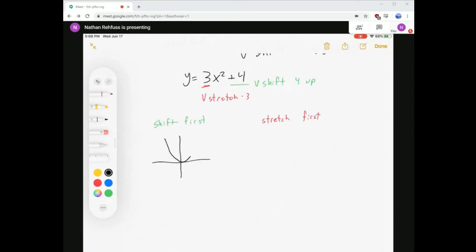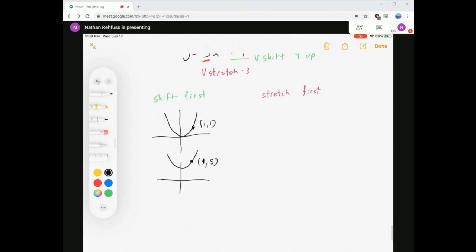So here's y equals x squared, and it's got the point 1, 1. I'm going to keep track of this point. If I shift first, then it's going to go 4 units up. So it's going to move up to 1, 5. The y coordinate went up by 4. And then we're going to multiply that coordinate by 3. So we're going to do a stretch, and this is going to be a very tall, skinny parabola way up here. And this is going to be the point 1, 15. But if we stretch first, we'd start with this point 1, 1.